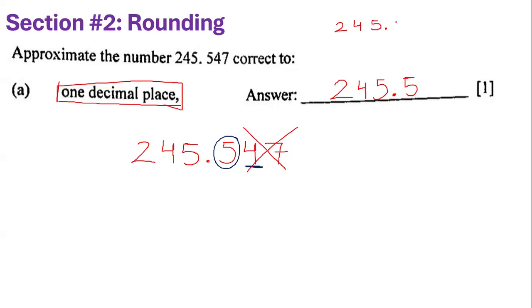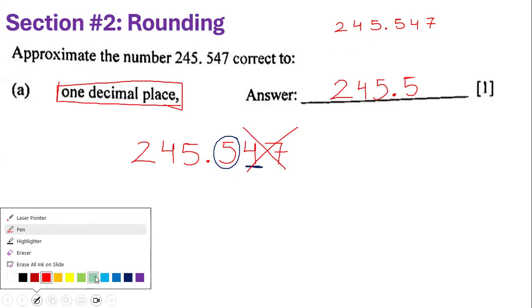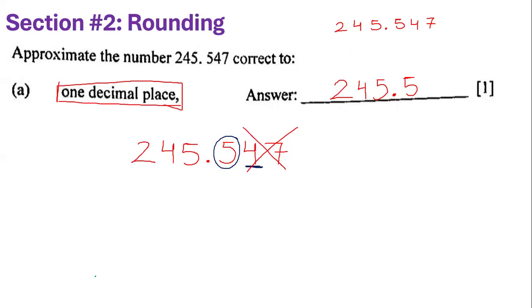Yes, Ricardo. Why didn't you use the 7 to turn the 5 into a 6, and then 145.6? That's a good question. The reason why we didn't do it is because they say to 1 decimal place. That means we have to go to the first decimal place, which is 5. We have to circle that. We can't go to the third one. 7 is the third decimal place. You understand that, Ricardo? Yes, sir.